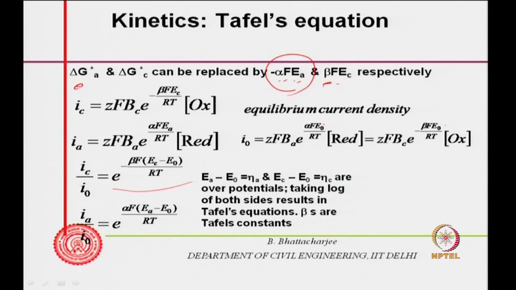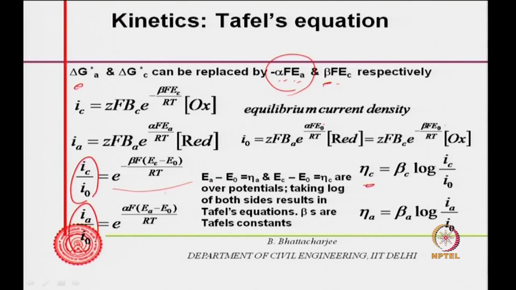This difference is called over potential. So, if I have supplied some additional current, I will actually change its activation energy, and the activation potential will change. The difference between the equilibrium potential and the new potential, I call it over potential, and what I see is that IC by I 0 or IA by I 0 is given by this kind of equation. If I take log of both sides, I get what is known as Tafel's equation.